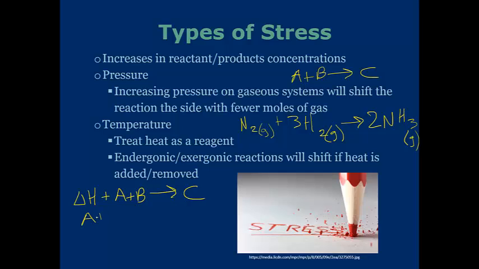Now, the other type we're going to look at is if heat is an output, so if the reaction gives off heat. If I add heat, it's also going to favor the reactants, whereas if I take away heat, it's going to favor the products. So in this sense, you just treat heat as a reagent, just like you would a reactant or a product.